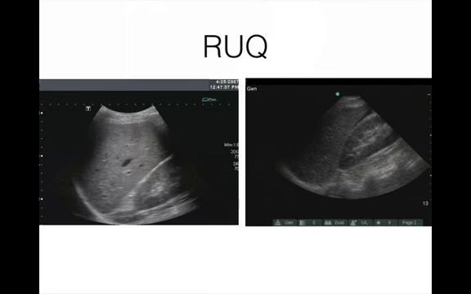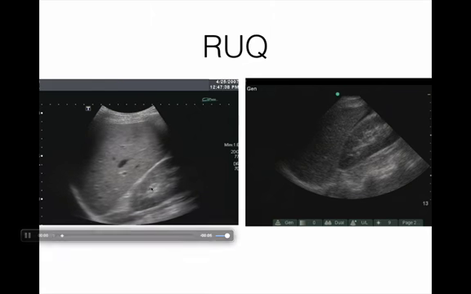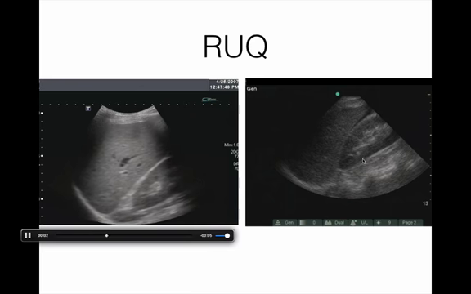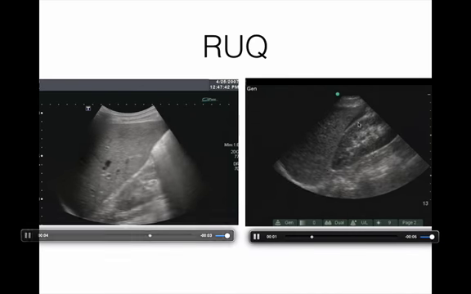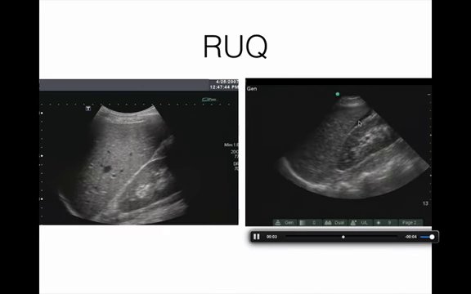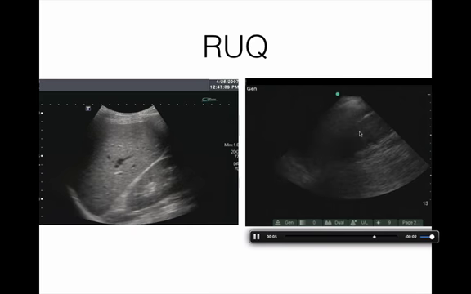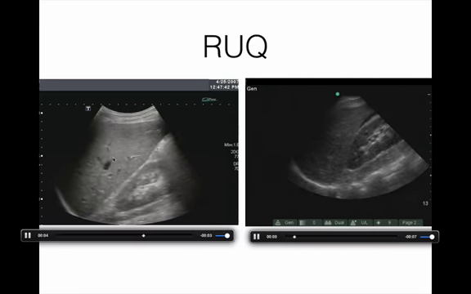So once you get a really good right upper quadrant view, you're going to look at that hepatorenal space. So this bright white line is the perinephric fat, and then just above it should be the potential space where you should see free fluid. And in this view right here, you don't see any free fluid, but in this FAST right here, you could see that there's free fluid above that perinephric fat. So this is a positive FAST, and this is a negative FAST.